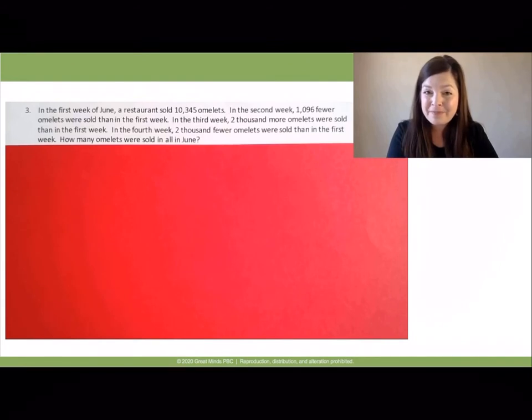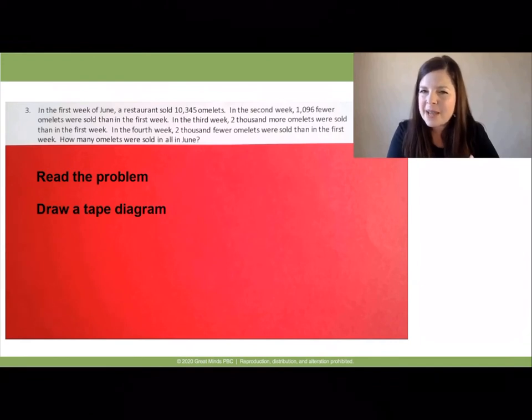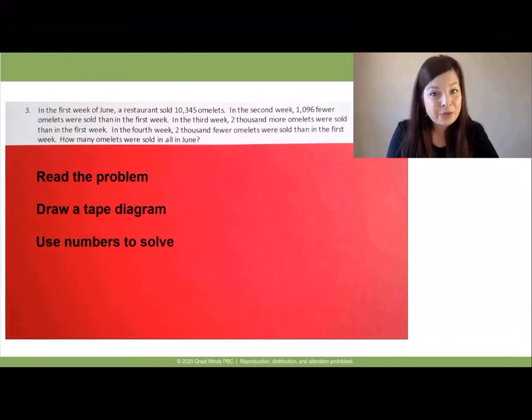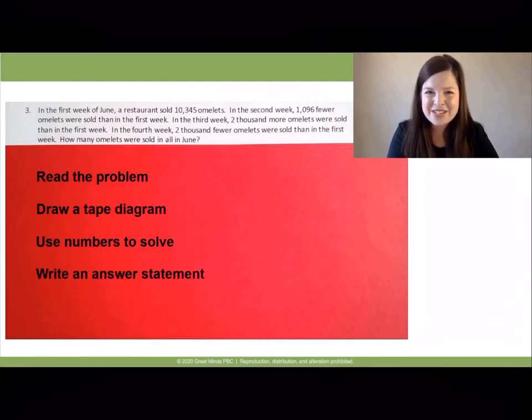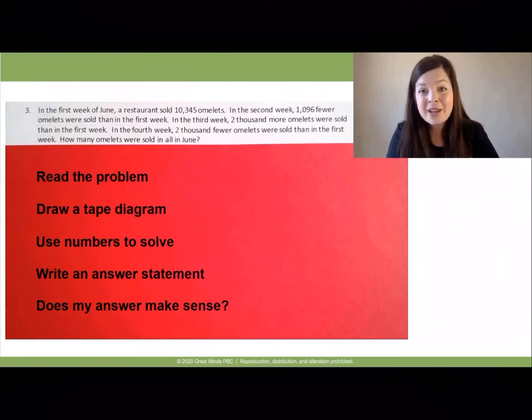Let's move on to problem 3. In a moment, I'll ask you to pause the video and use the RDW process yourself to solve the problem. But first, let's review what you'll do. First, you'll read the problem and you'll draw a tape diagram to represent what's happening in the problem. Remember that you can go back and reread as you need to help you to draw the tape diagram. Then you'll ask yourself, what does my tape diagram tell me about how I can solve? And you'll use numbers to solve, and you'll write an answer statement to answer the question. Remember, after you finish and you write your answer statement, to go back and reflect on if your answer makes sense. Now, pause the video and do the work, and then come back and we'll discuss.